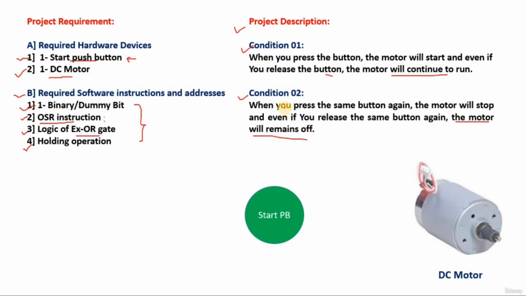I'm again repeating condition number 1 and condition number 2. In condition number 1, when you press the button, the motor will start. Even if you release the same button, the motor will continue to run. And in condition number 2, when you press the same button again, the motor will stop, and even if you release the same button again, the motor will remain off. Now, based on these conditions, let us design this program in our software.